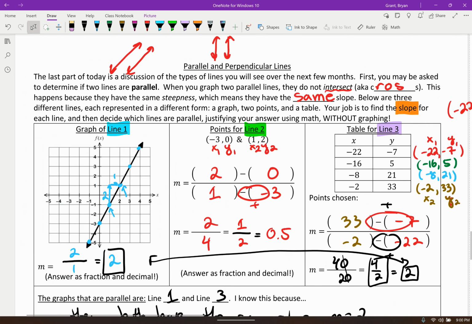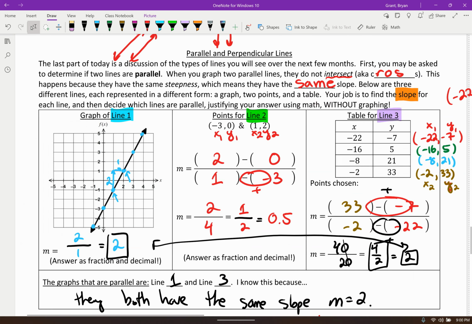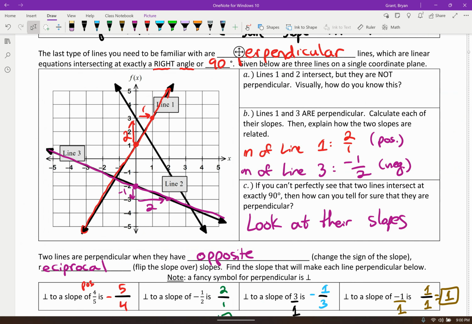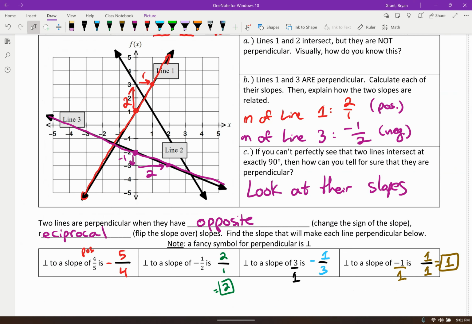At the end of our slope questions, you're going to be asked questions about parallel and perpendicular lines. Parallel lines never intersect or cross, which means they have the same slopes. Perpendicular lines do cross, but they do more than cross. They cross at exactly a 90-degree angle. And slopes of perpendicular lines turn out to be opposite reciprocals. Flip the slope over, change the sign.